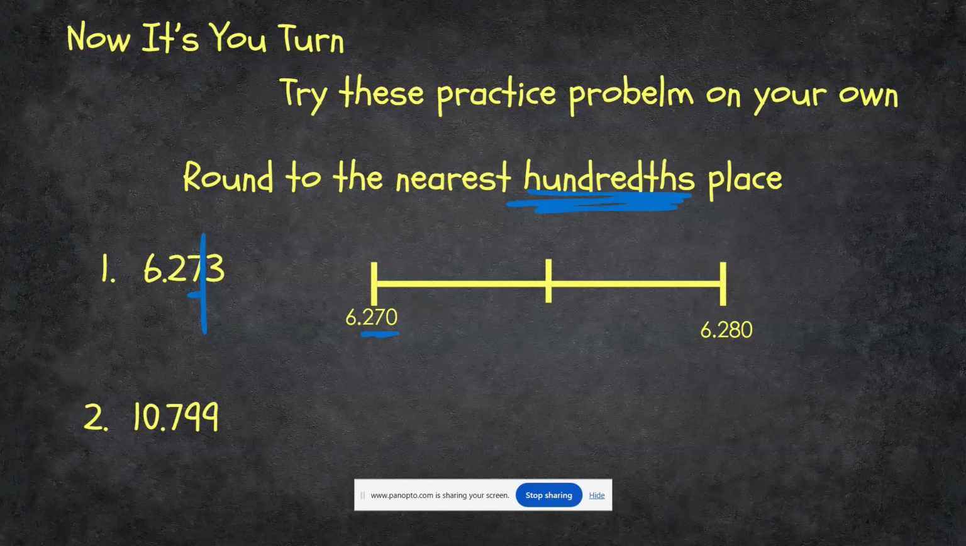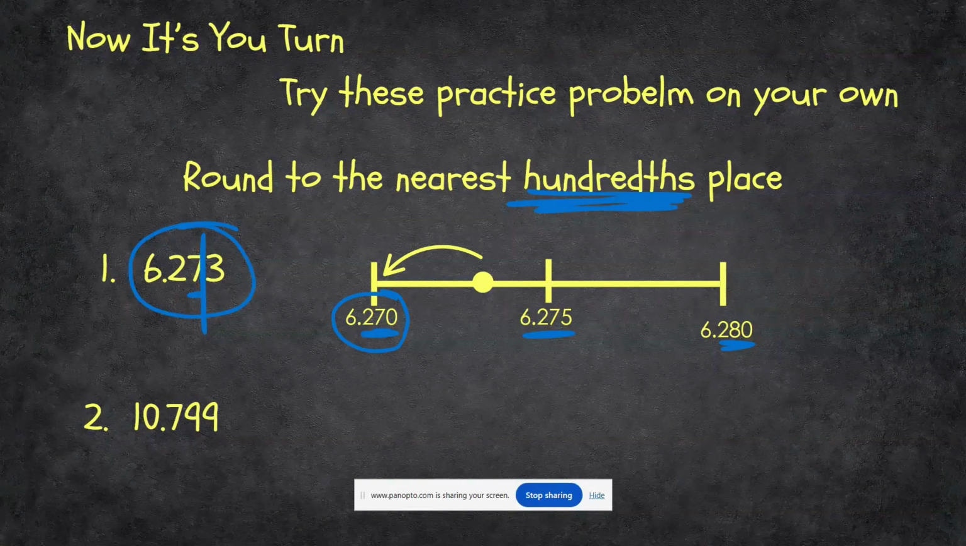So I kind of look at it like this: 270, 280. What's in the middle? Well, 275, right? So that's going to be our midpoint. Then all we do is we take our original number and we place it where we think it goes on the number line, before the midpoint or after the midpoint. Well, 6 and 273 is less than 6 and 275, so I think it goes right about there. And that means our original number is going to round down to 6 and 270 thousandths. So my answer is going to be right there.